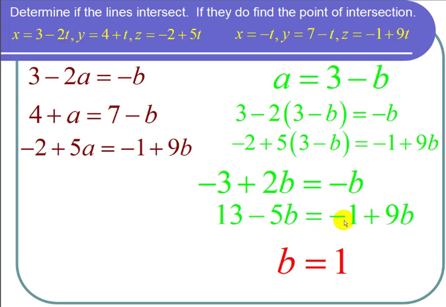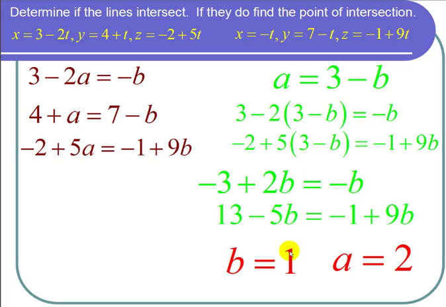Had I gotten a false statement, then I would say the lines do not intersect. But because I have a true statement for both of these equations when B equals 1, the lines do intersect. And I can plug in my 1 for B to get A. 3 minus 1 is 2, so A is 2.